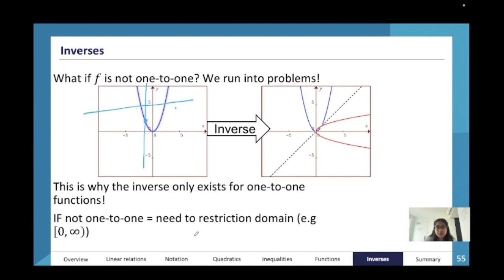So we need to restrict the domain to make it one-to-one. For example, let's do the quadratic again. Got y, got x. Let's restrict the domain. So this is a perfect graph, starting at 0, 0. This is one-to-one, because if I draw a vertical line, it intersects once, and a horizontal line intersects once. My point is that if you have a function that's not one-to-one, you can always restrict the domain and force it to be one-to-one.